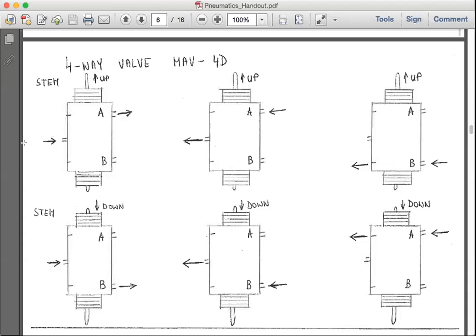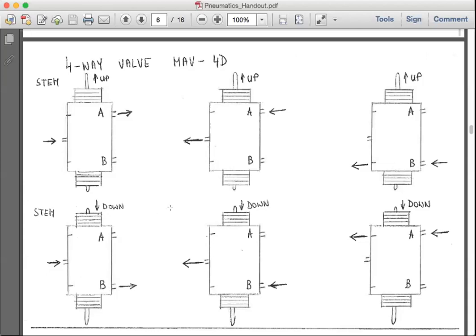This pressure on the diagram is all the time supplied to the 4-way valve. So since the pressure is always on the left side, coming from the source, whether the pressure goes up or down will depend on the position of the stem. So let's look. If the stem is up, the pressure comes through the top. If you press the stem down, the pressure goes through the bottom.